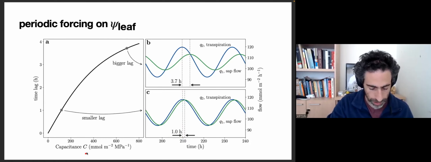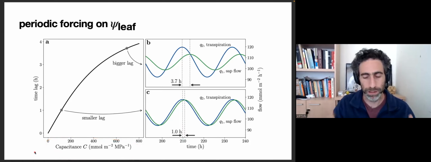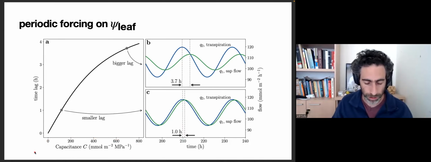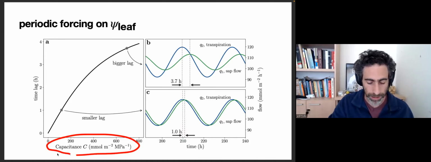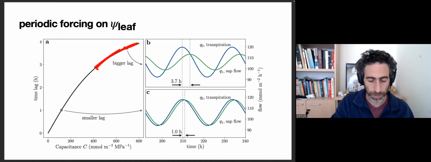Okay, so I did not discuss capacitance before. Capacitance is the ability of the storage unit to hold its water. It can hold tightly to its water, or it can hold loosely to its water. The higher the capacitance of the water storage, the larger will be the time lags.